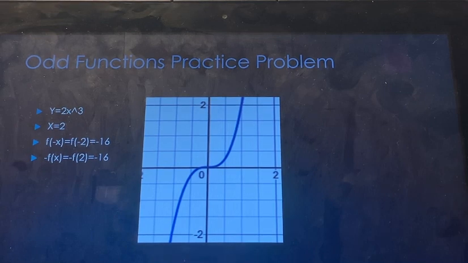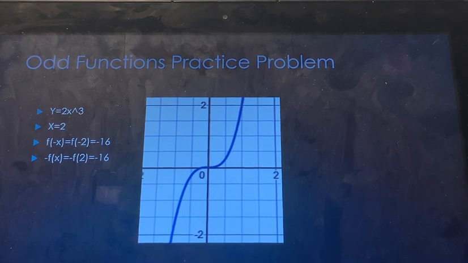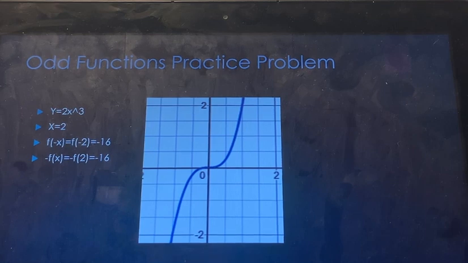Now let's try negative f of x. This should be negative 16 also because they have to equal each other. Well, if x is 2, then 2 cubed is 8, times 2 is 16. Now, negative f of 2 is the same as negative 16.